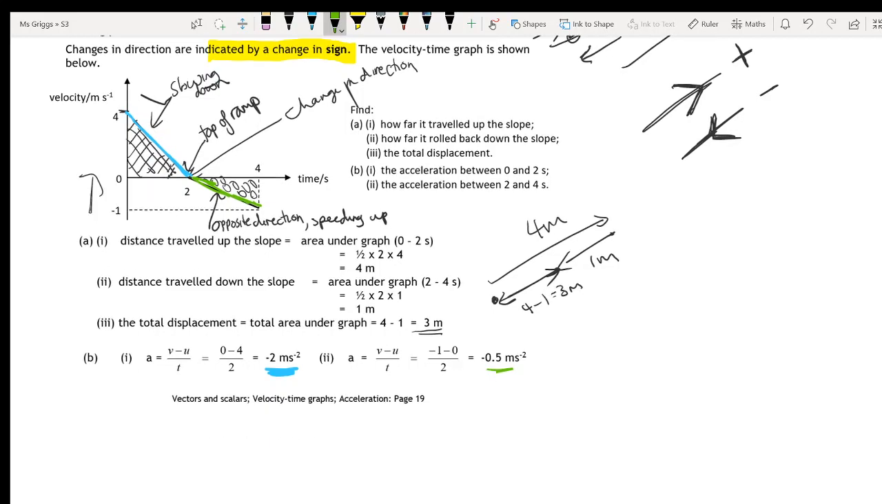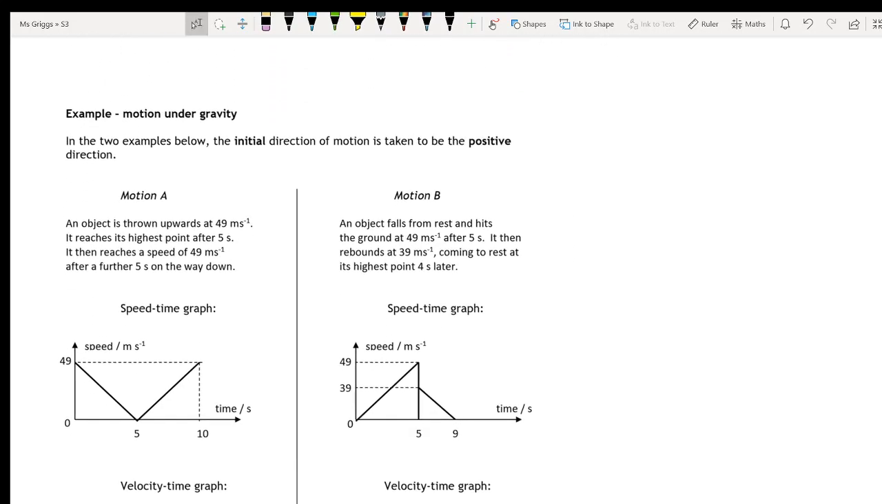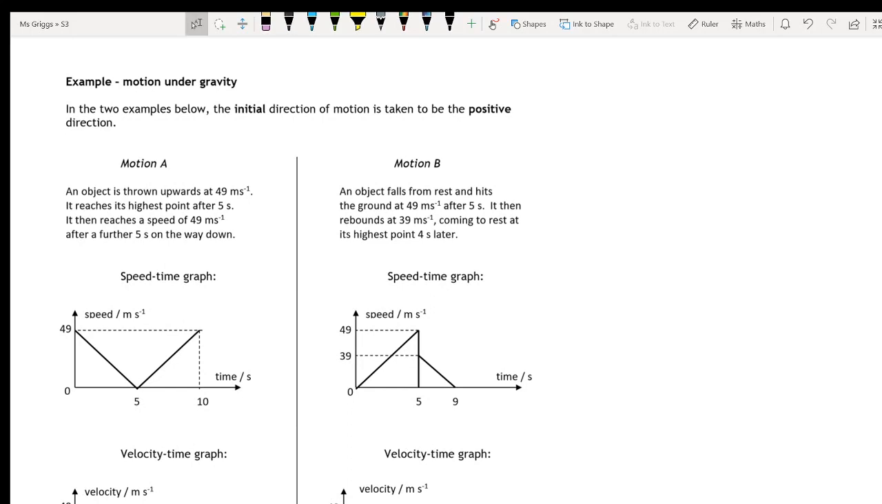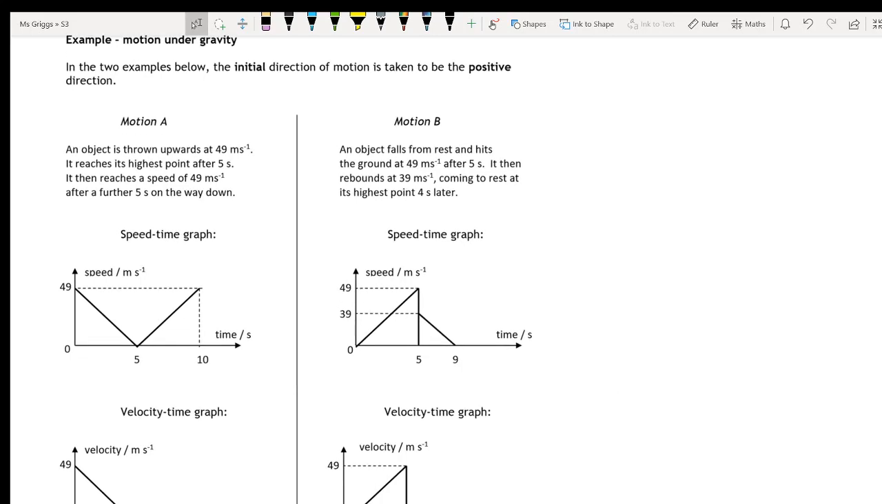Right, let's have a look at a couple more examples. So, motion under gravity. So we're looking at either a ball being thrown up or a ball being dropped, or an object. I'm just going to assume it's a ball. Okay, so we'll ignore motion B for now and we'll look at motion A. So an object is thrown upwards at 49 meters per second. It reaches its highest point after 5 seconds. Then it reaches a speed of 49 meters per second after a further 5 seconds on the way down.